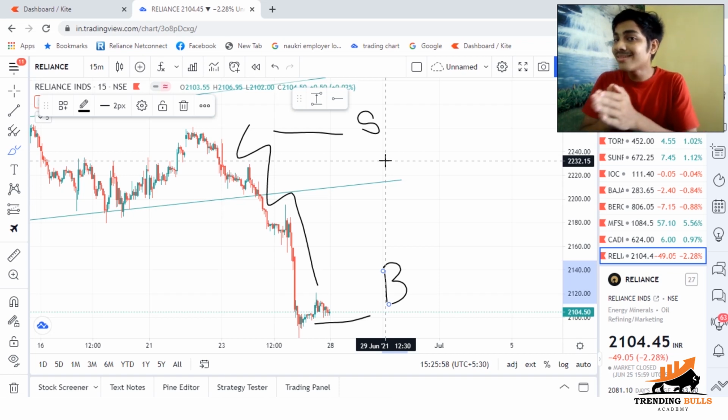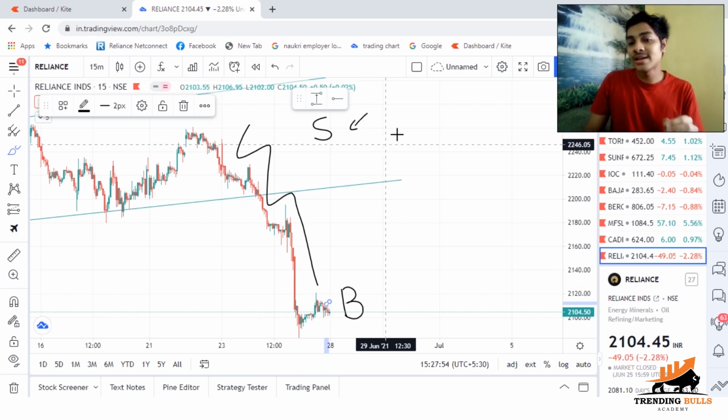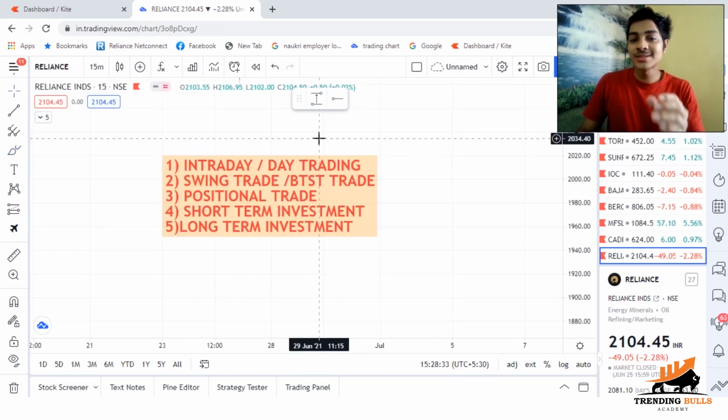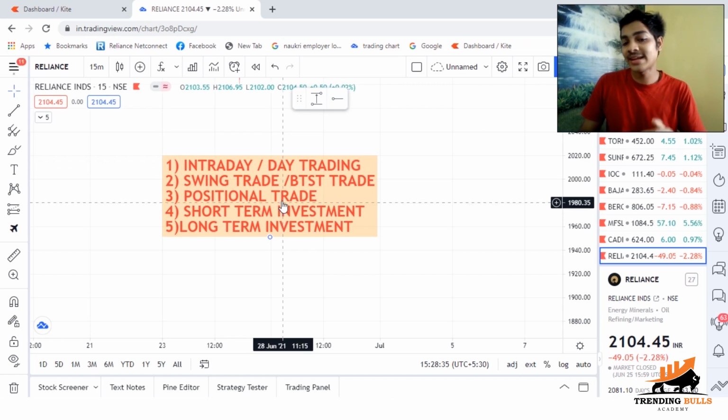You have to square off your position by the end of the market closing hour. So that becomes one drawback. Like that's what we say, right? It's intraday. That's what intraday means. Okay, so that's about intraday. So I hope you guys understood the difference between these five types of trades.